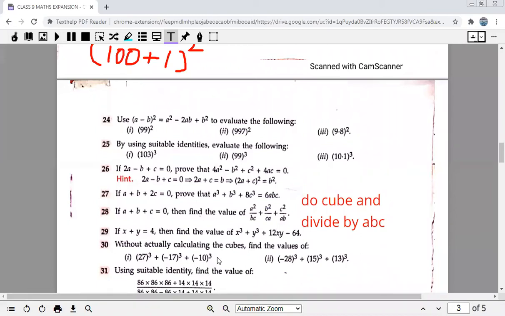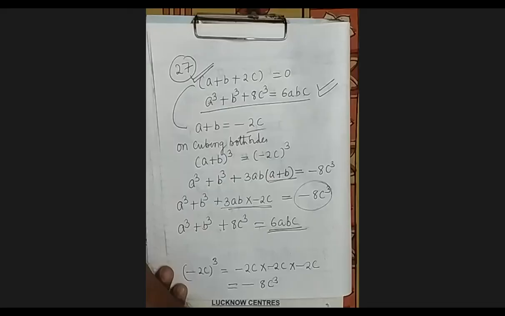Now see question number 30. The 30th question you can see here. Here you have to evaluate without calculating the cube. So this is very simple: 27 whole cube plus minus 17 whole cube plus minus 10 whole cube. This you have to evaluate without calculating the cube.